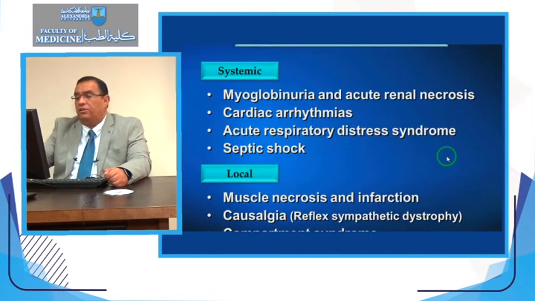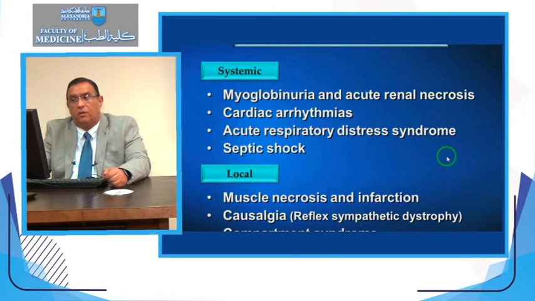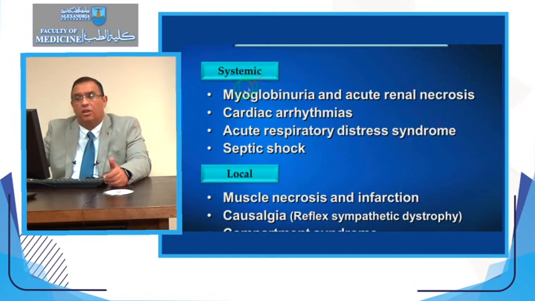What if the patient is not treated? What are the complications of acute limb ischemia? It can turn into chronic ischemia or lead to systemic manifestations like myoglobinuria or acute renal necrosis, cardiac arrhythmia, acute respiratory failure, septic shock, or local signs like muscle necrosis and infarction that lead to myoglobinuria and acute renal necrosis, or sometimes lead to compartment syndrome.